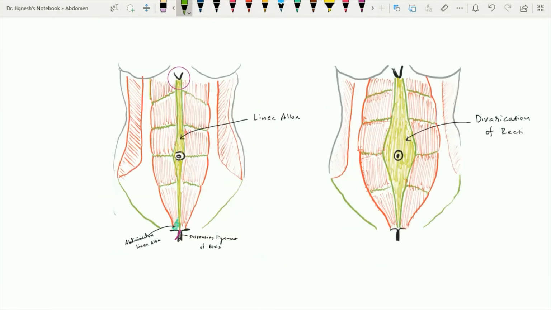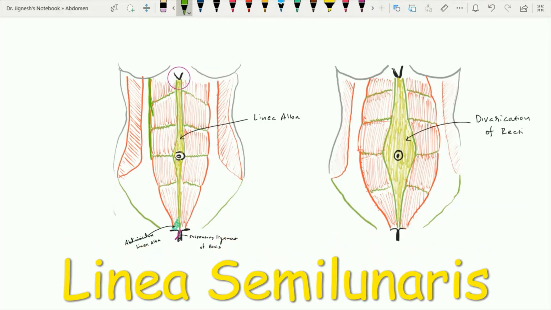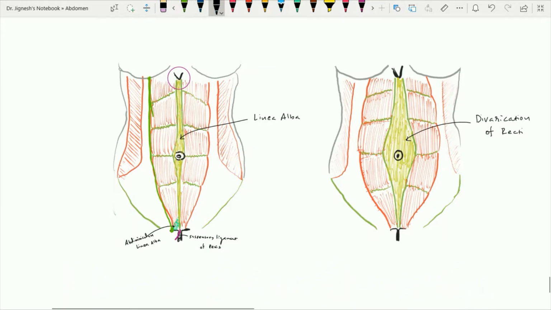Now when we see the lateral margin of this rectus sheath, it is going to be formed by the linea semilunaris, and this linea semilunaris is attached on the lower side with the pubic tubercle, and on the upper side it is going to attach with the tip of the ninth costal cartilage.